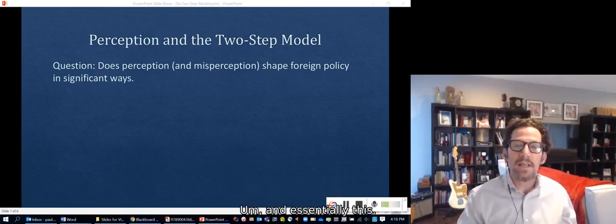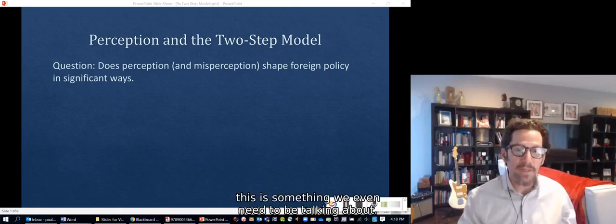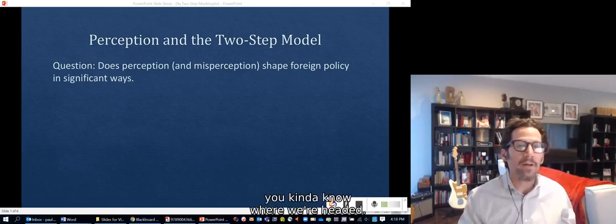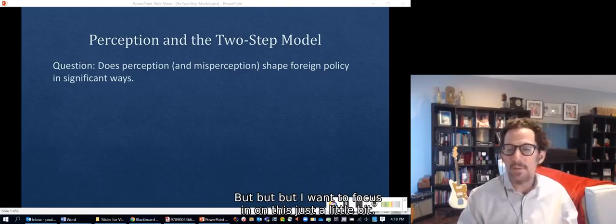And in doing that, we begin with something that's known as the two-step model. And essentially, this gets at the question of does perception and misperception shape foreign policy in significant ways? In other words, we're beginning with at least a little bit of skepticism as to whether this is something we even need to be talking about. And of course, if we thought the answer was no, I'd skip it altogether. So you kind of know where we're headed. But I want to focus in on this just a little bit.